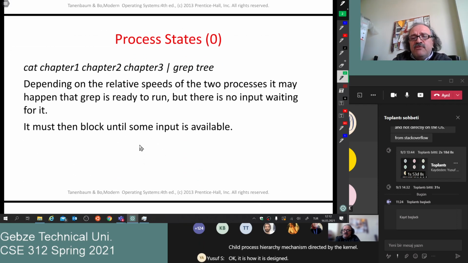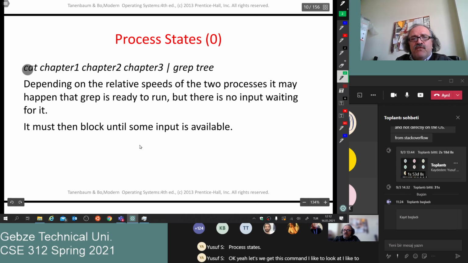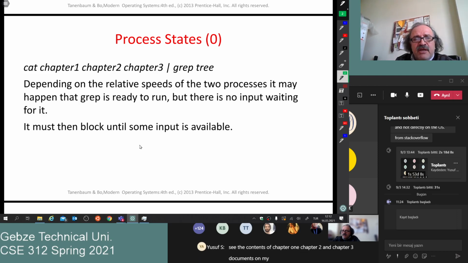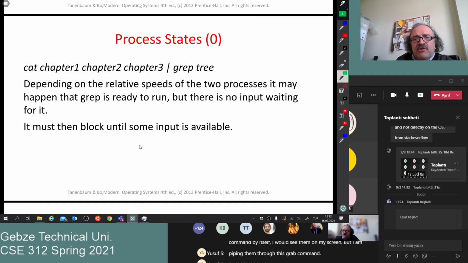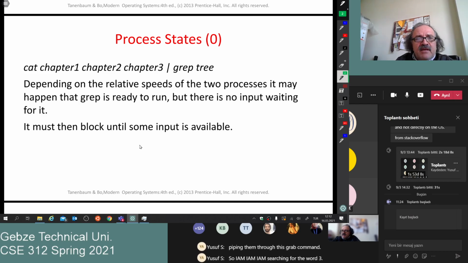Okay, so let's look at the life of a process actually. Process states. Let's look at this command. I like to cat, I like to see the contents of the chapter 1, chapter 2, and chapter 3 documents in my current directory. If I type this command by itself, I would see them on my screen, but I am piping them through this grep command. So I am searching for the word tree. When I find it, I will print it on the screen.